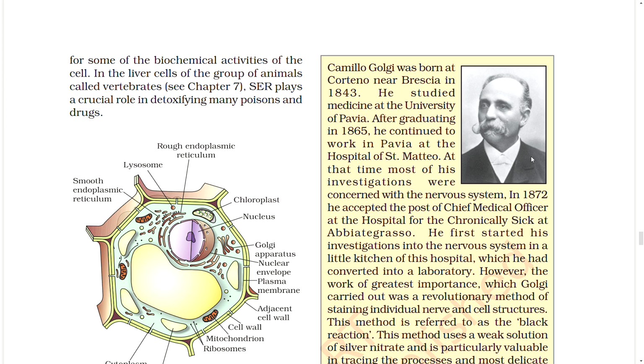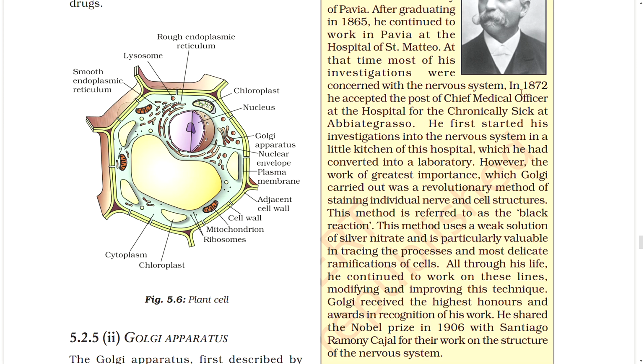However, the work of greatest importance which Golgi carried out was a revolutionary method of studying individual nerve and cell structures. This method is referred to as the black reaction. This method uses a weak solution of silver nitrate and is particularly valuable in tracing the processes and most delicate ramifications of cells. All through his life, he continued to work on these lines, modifying and improving these techniques. Golgi received the highest honors and awards in recognition of his work. He shared the Nobel Prize in 1906 with Santiago Ramon y Cajal for their work on the structure of the nervous system.